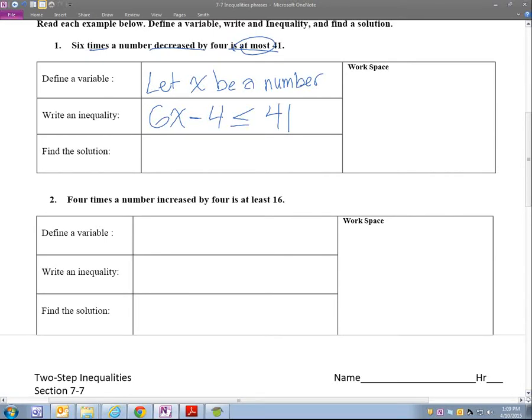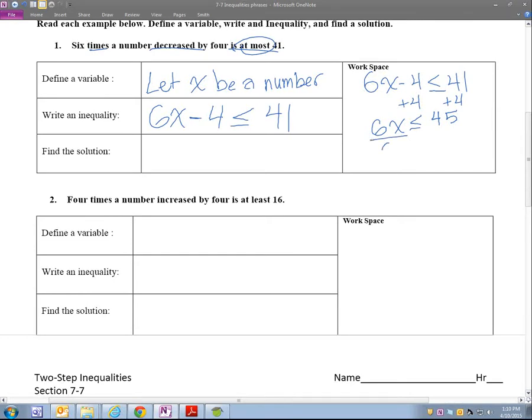So then I'm going to go over here and solve that. I go reverse order of operations. This is not a special exception. There isn't a fraction bar taking care of the whole thing. And also, there aren't any distribution that I need to do. So I do add 4 plus 4. So I'm going to have 6x is less than or equal to 45.